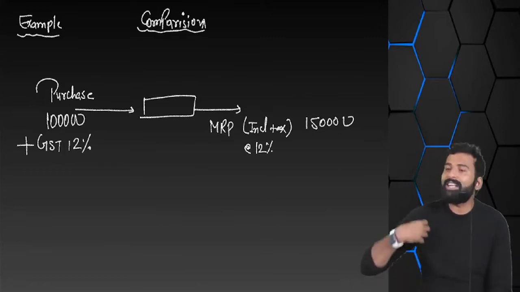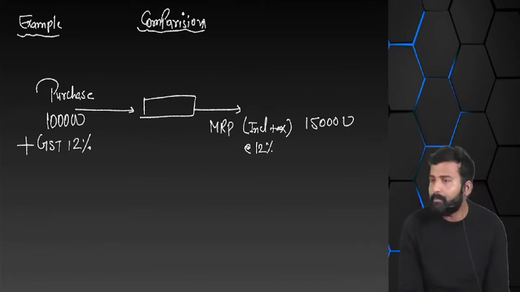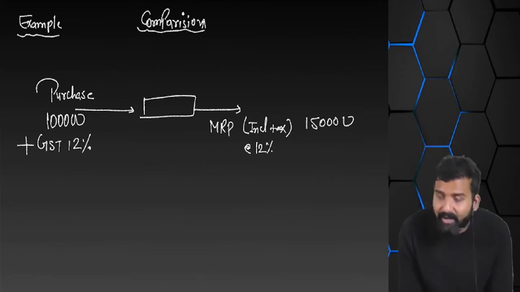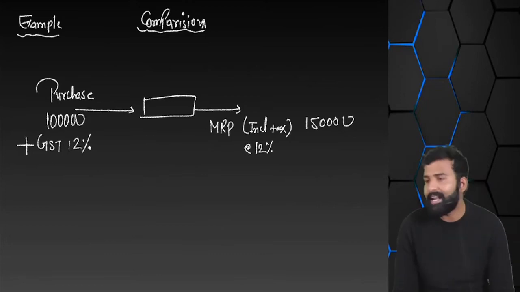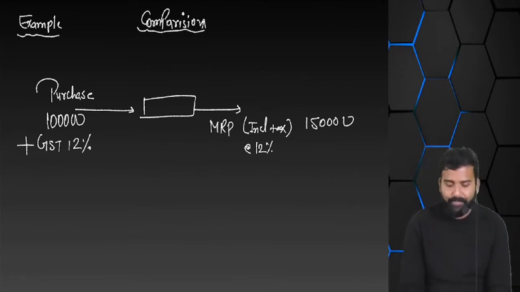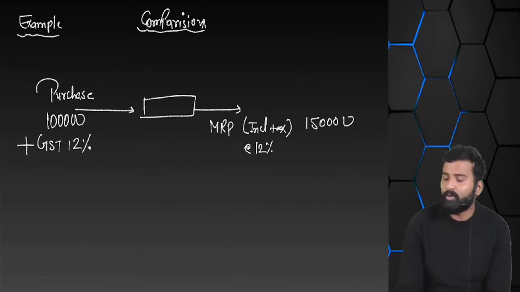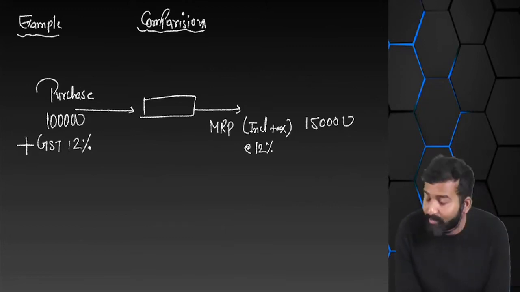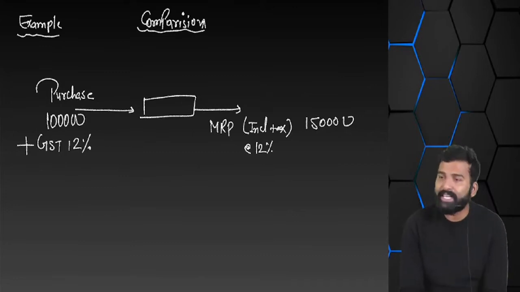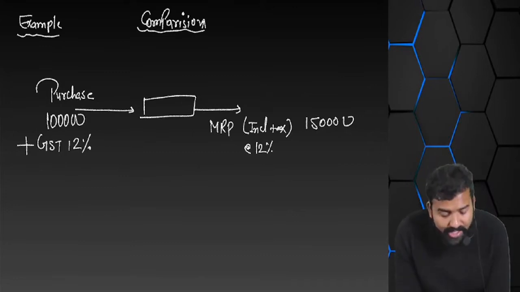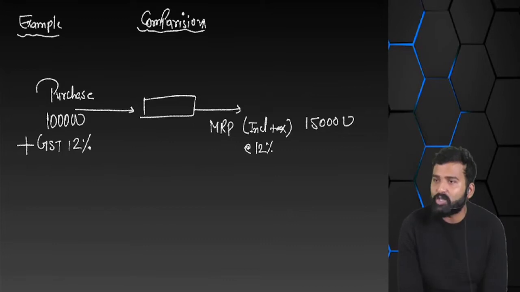One of the students is asking me, sir, please compare between a composition dealer and a regular taxpayer. So I have given a very simple example to compare between composition dealer and a regular taxpayer. So listen very carefully. If a guy is purchasing goods for rupees 1 lakh and paying GST of 12%, his total purchase is 1 lakh 12,000 including GST. So his turnover is 1 lakh and the rate of GST is 12%.